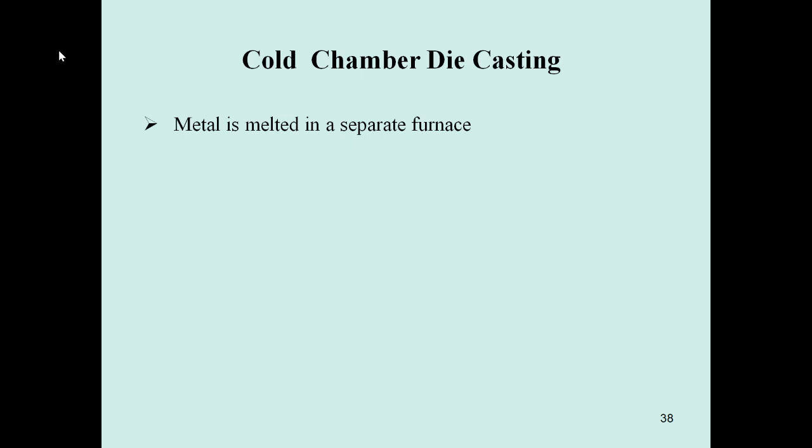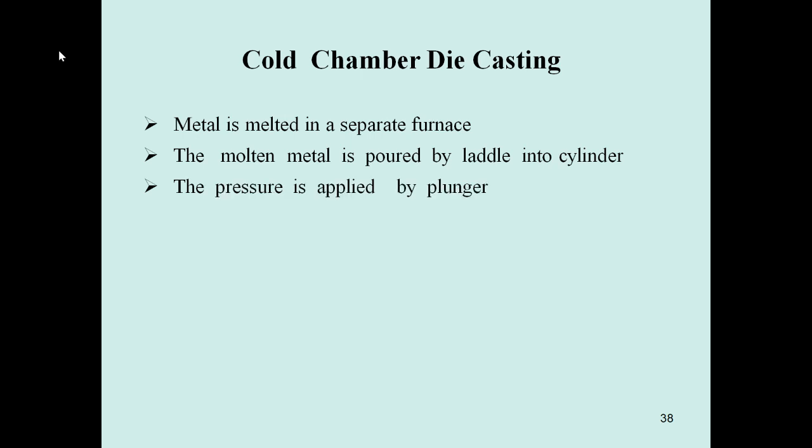So next one is cold chamber die casting. Cold chamber die casting machines are usually employed for the alloys of aluminum, magnesium, and copper. In this process, the metal is melted in a separate furnace.